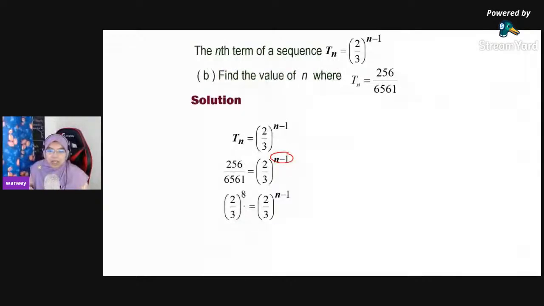equation. Okay, so I have a common base, so I can compare the index. I got n minus 1 and 8. So n minus 1 must be equal to 8. That means n must be equal to 9. So that is for the second example, part B. Doing good so far?